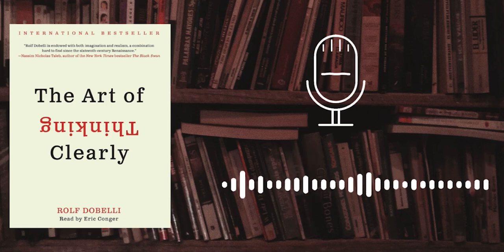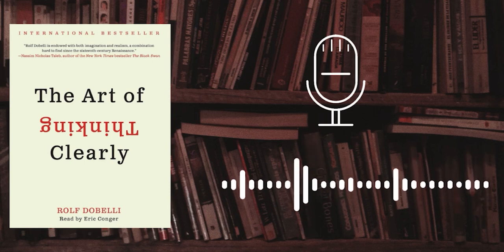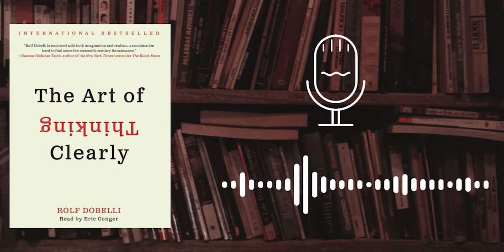Hyperbolic discounting. Hyperbolic discounting is the tendency to prefer smaller, immediate rewards over larger, delayed rewards. This can lead to impulsive decisions and poor long-term planning. Understanding hyperbolic discounting helps us prioritize long-term benefits and make better decisions.